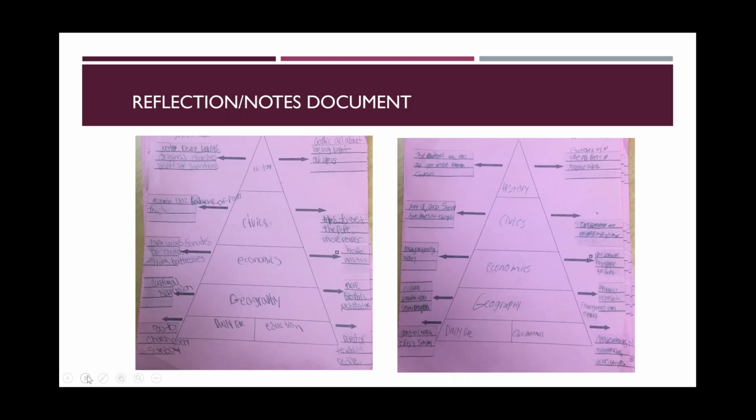So this is the reflection document that the students completed while they were watching the fishbowl. So they had to look for information they learned about historical impact, civics, economics, geography, and then connecting to another activity that we've done, the role of the cathedrals and the church in daily life and education.